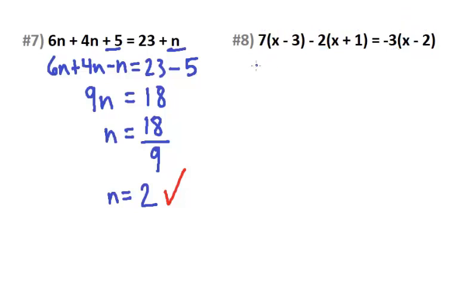So 7 times x will be 7x. 7 times negative 3 will be negative 21. Minus 2 times x will be minus 2x. Minus 2 times positive 1, minus and plus is minus. 2 times 1, 2. Minus 3 times x will be minus 3x. You just copy the number and the letter. Minus 3 times minus 2. You see there's a double minus. Double minus is plus, and 3 times 2 will be 6.